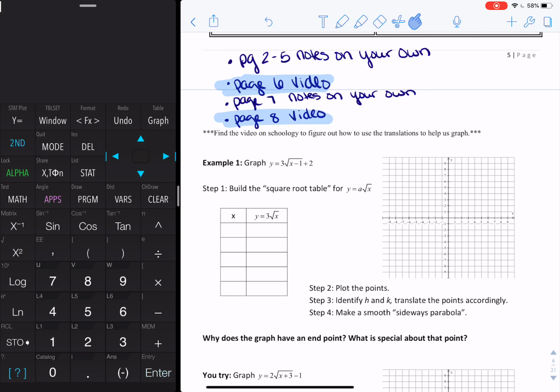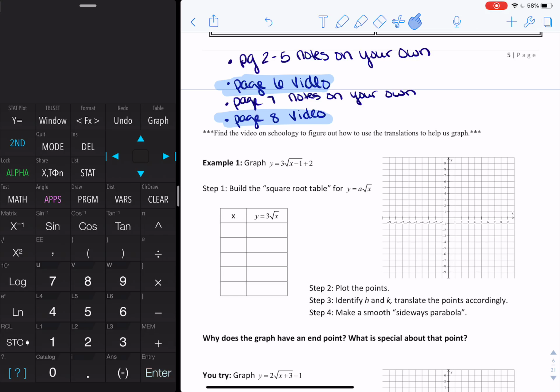Hi everybody, this is page 6 in your study guide for chapter 6. You should have done pages 2 through 5 notes on your own. Page 6 we'll do together, page 7 notes on your own, and then page 8 you'll finish with a video.